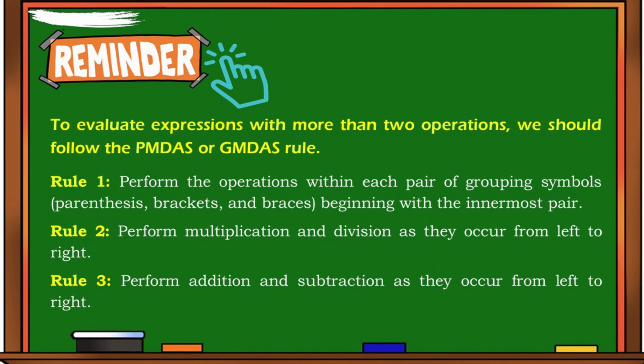So what is the rule number 1? Rule number 1, perform the operations within each pair of grouping symbols, parentheses, brackets, and braces, beginning with the innermost pair. Rule number 2, perform multiplication and division as they occur from left to right. And rule number 3, perform addition and subtraction as they occur from left to right.